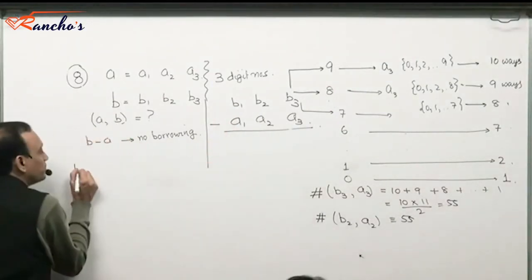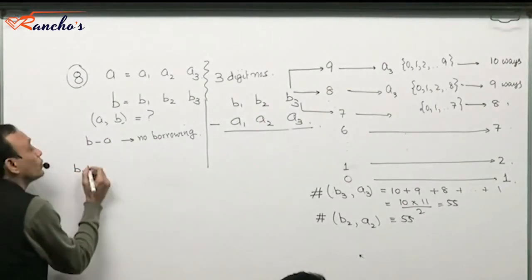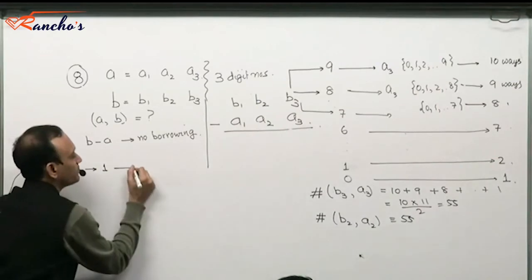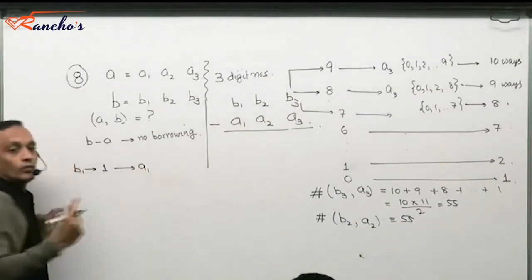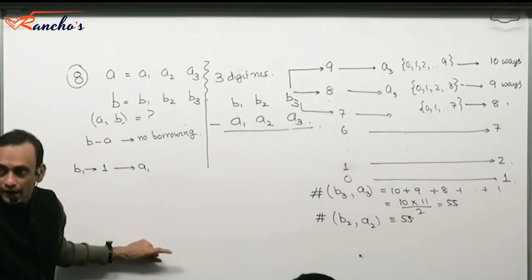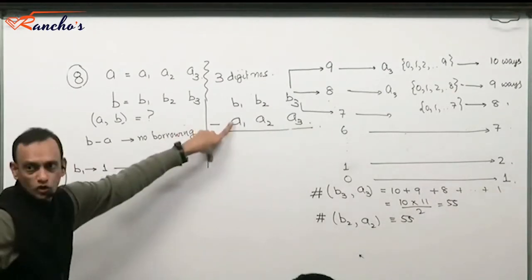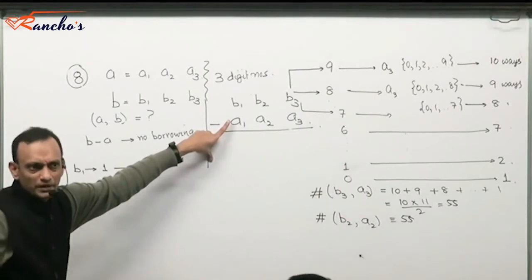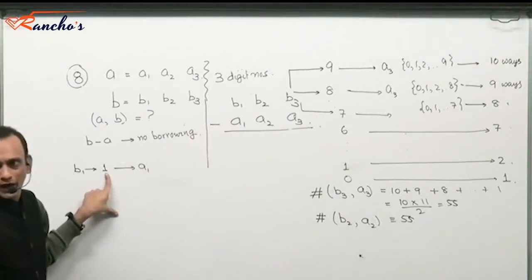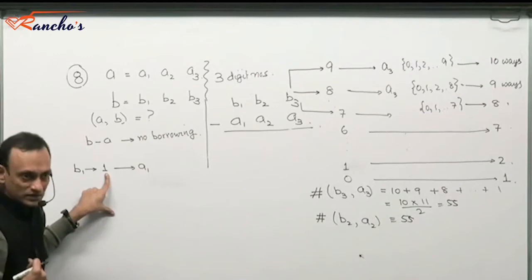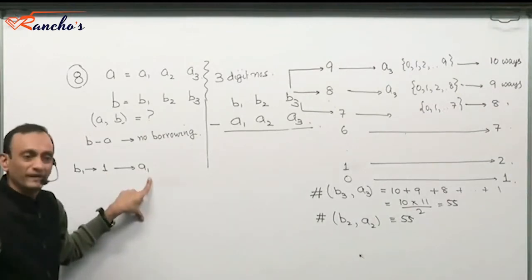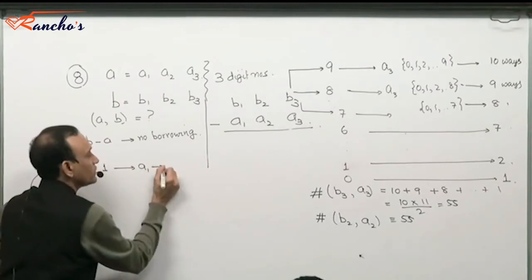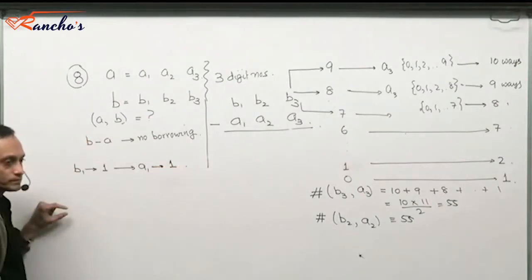So, can b1 be 0? No. b1 can be 1. So, a1 can then be selected in only one way. a1 can't be 0 because a1 also can't be 0, right? Because then it will become a 2-digit number. Yes or no? And b1 also can't be 0. b1 has to be at least 1. Then a1 can only be 1. So, there is only one way a1 can be selected.